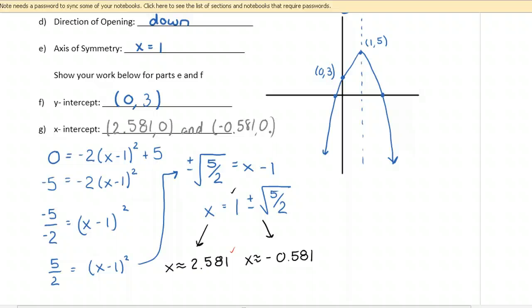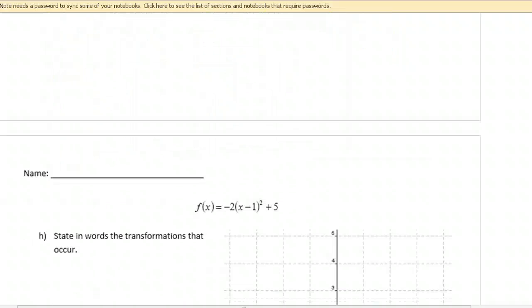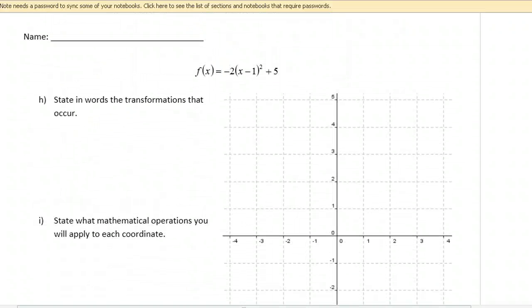A good thing to ask yourself at this point is, when would I have no x-intercepts, and could I have just one x-intercept? In the next video, we're going to actually go through and graph this in a detailed manner. Good luck.